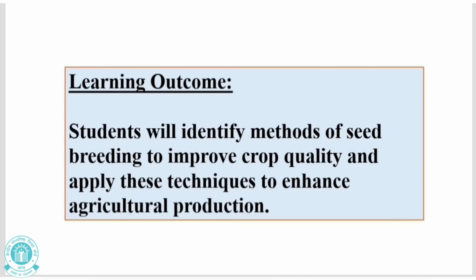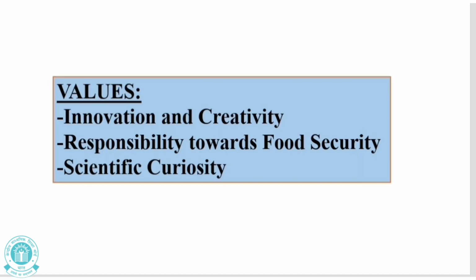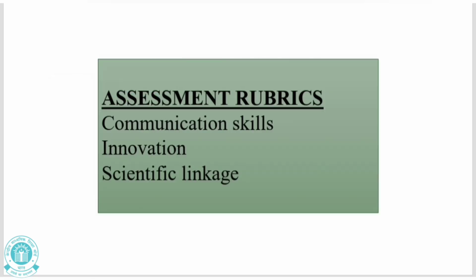Let us know what learning outcome we achieved so far. Students will identify methods of seed breeding to improve crop quality and apply these techniques to enhance agricultural production. Friends, values to be inculcated among learners are innovation and creativity, responsibility towards food security, scientific curiosity. For evaluation, use assessment rubrics: communication skills, innovation, scientific linkage.